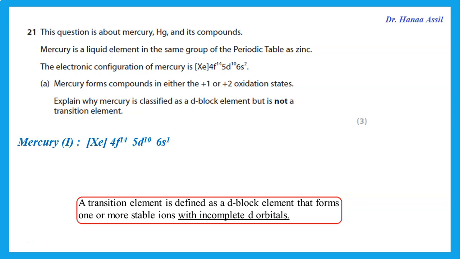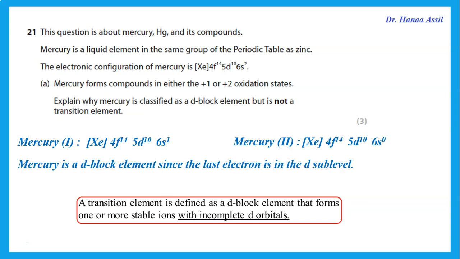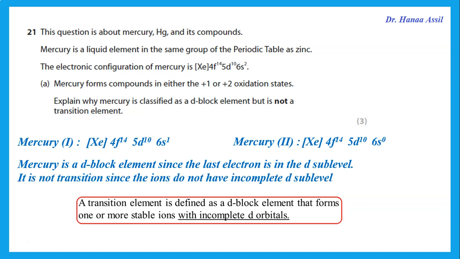So let us look at mercury. Mercury in the +1 oxidation state means we lose one electron from the 6s. Mercury +2 would be the 2 electrons in the 6s, but in both cases the 5d is full. It's not incomplete. So mercury is a d block element since the last electron is in this d sublevel. It's not a transition element since the ions do not have incomplete d sublevel.